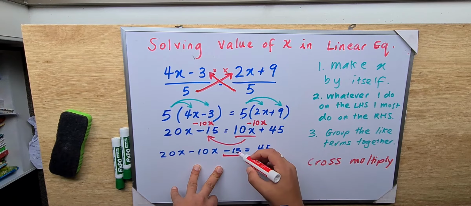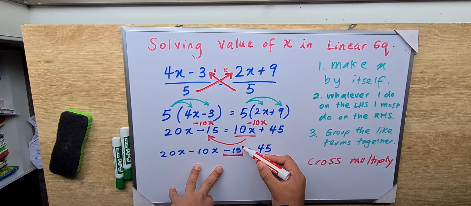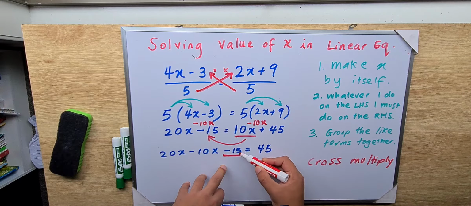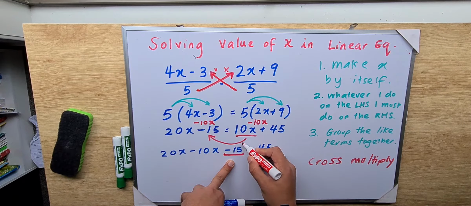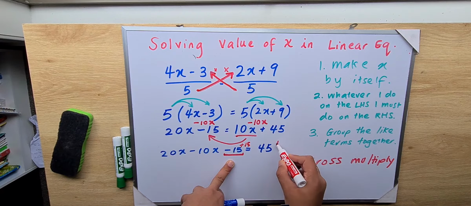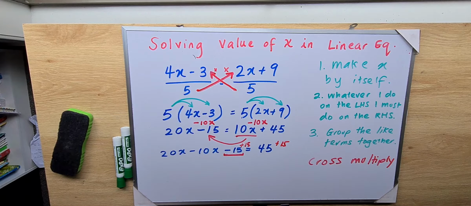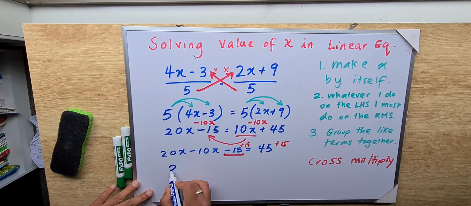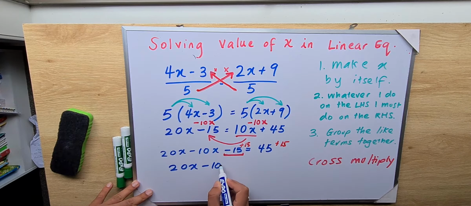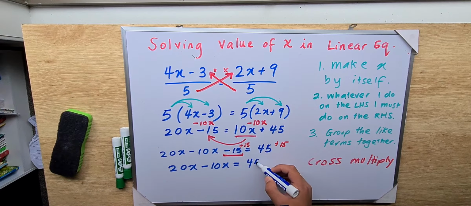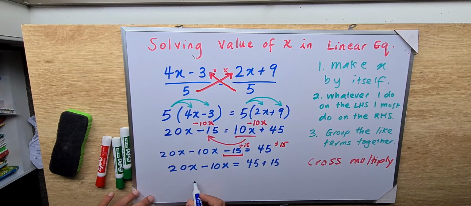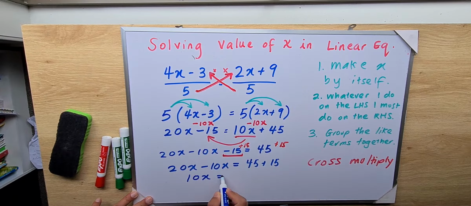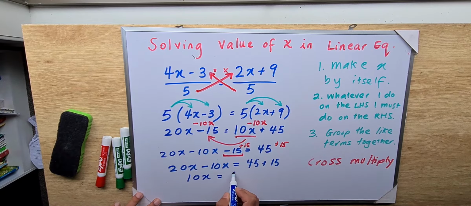So I need to cancel it out. I'm not going to subtract negative 15 because that will give me negative 30. I need to make negative 15 into 0 to cancel it out. So I need to add 15 on this side, and I'll add 15 on this side. Finally, I'll be left with an equation where all the like terms are on one side of the equation. So 20x minus 10x gives me 10x equals 45 plus 15, which equals 60.